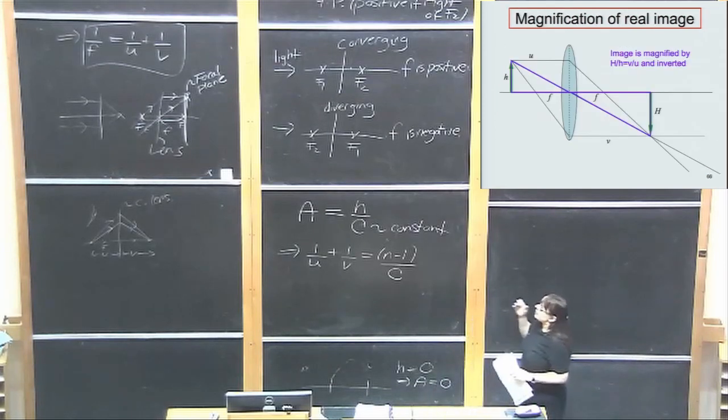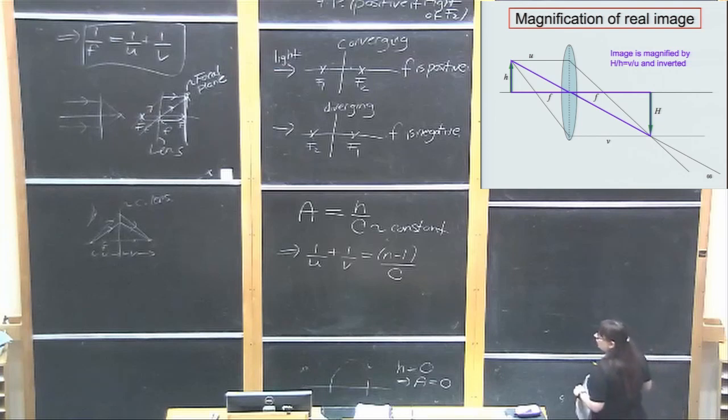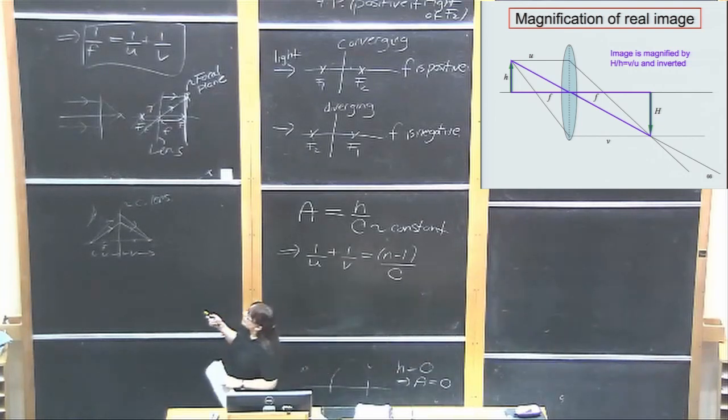So what are the properties of real images? Well, here's the ray tracing diagram again for an extended object. One thing you notice is that a real image is always going to be inverted. If you do the ray tracing properly, you'll see that that is always going to happen. And in general, it's also magnified.